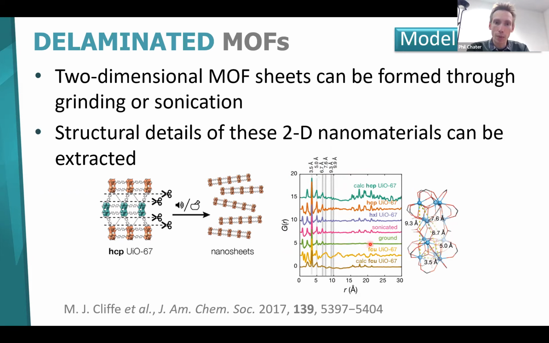And they found that grinding basically gave them very, very small units with very little extended structure, whereas depending on the method of sonication and the original form of the UiO-66, they could generate different length scales of these sheets and different coherence lengths of them.